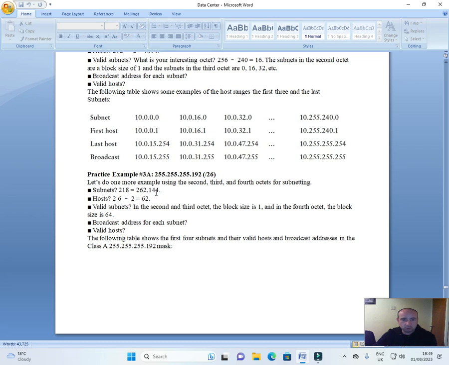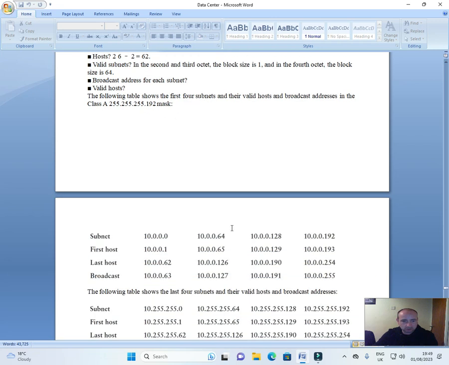Practice example 3a: 255.255.255.192/26. Let's do one more example using the second, third and fourth octets for subnetting. Subnets: 2^18 equals 262,144. Hosts: 2^6 minus 2 equals 62. Valid subnets: in the second and third octets the block size is 1, and in the fourth octet the block size is 64. Broadcast address for each subnet and valid hosts. The following table shows the first 4 subnets and their valid hosts and broadcast addresses in the Class A 255.255.255.192 mask.